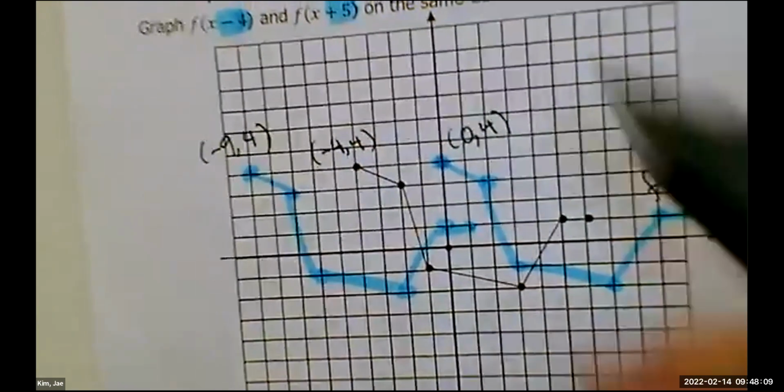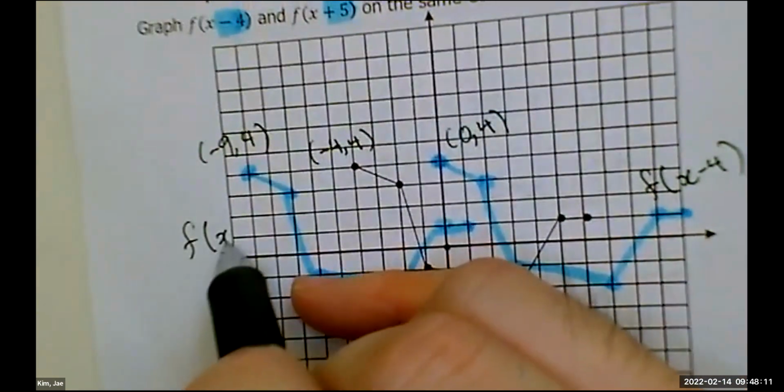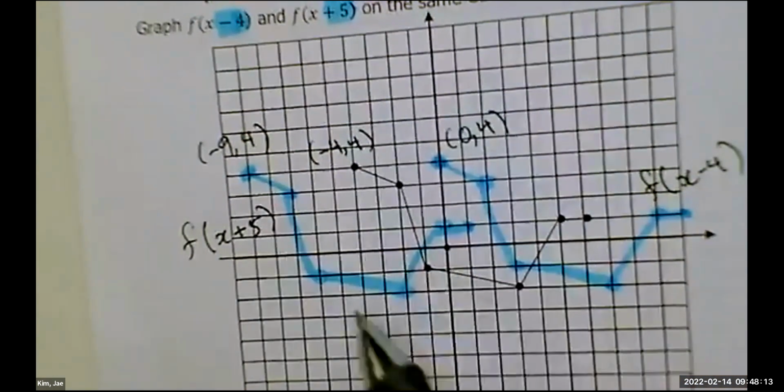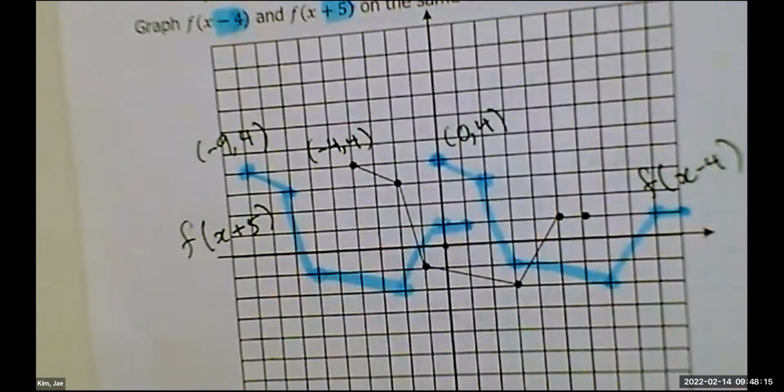So my graph, if this was f of x plus 5, I just shifted it, and I don't even have to think about calculations. I don't have to do any calculations. That's the beauty of transformation. The whole point of transformation is not to make your life harder. It's actually to make your life easier, that we don't have to plug in any numbers. We just slide it over.